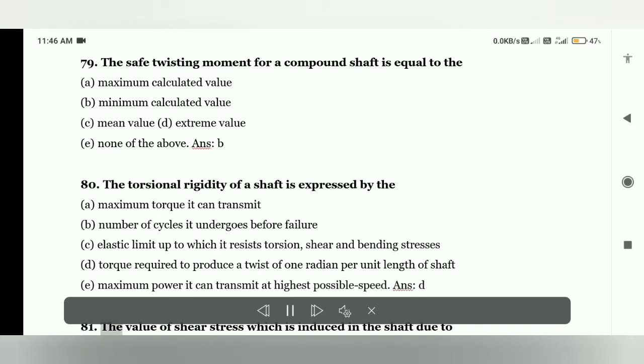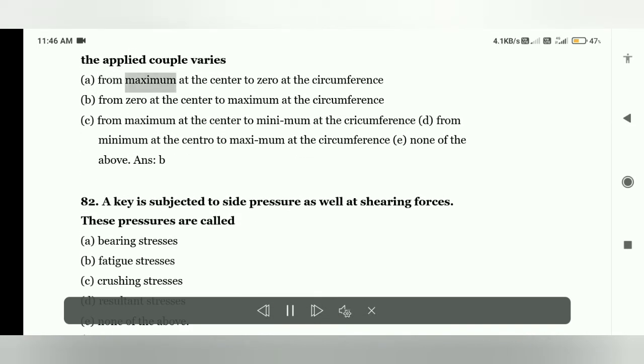81. The value of shear stress, which is induced in the shaft due to the applied couple, varies: A, from maximum at the center to zero at the circumference; B, from zero at the center to maximum at the circumference; C, from maximum at the center to minimum at the circumference; D, from minimum at the center to maximum at the circumference; E, none of the above. Answer: B.